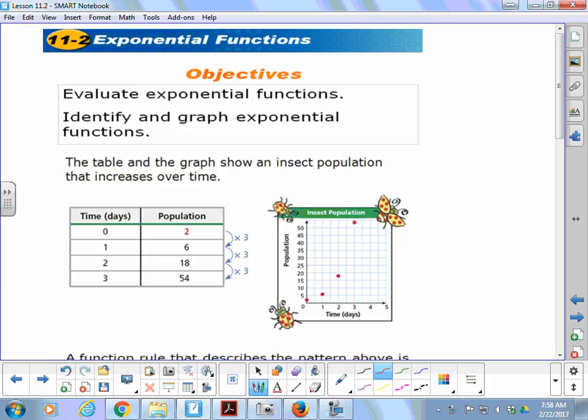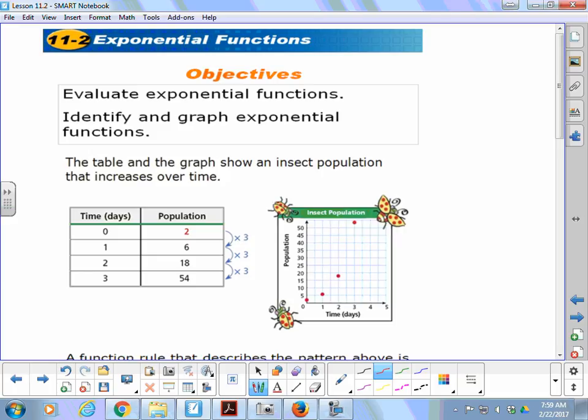So here we have a table and graph that show the insect population increases over time. There's two things that we will see with exponential functions. Normally, they are growing, like this insect population is doing. So as the graph moves from left to right, it's going to be getting bigger and bigger, and so it's increasing at what we call an increasing rate. So the jump between each number is always getting bigger and bigger.